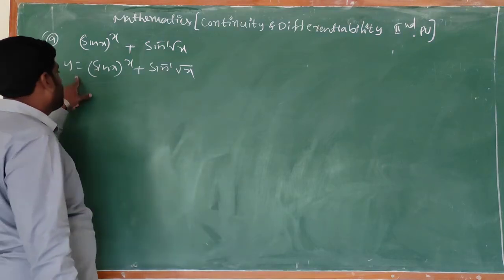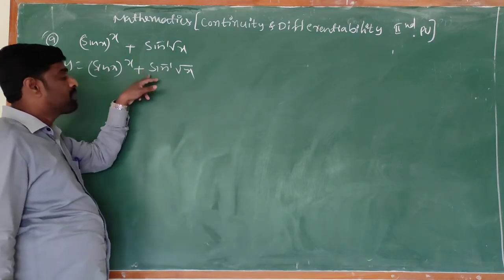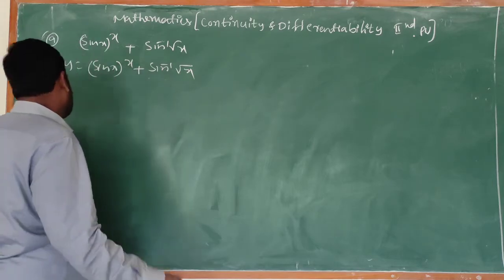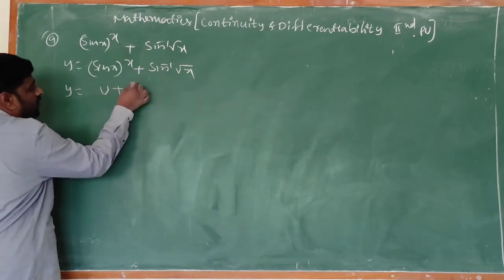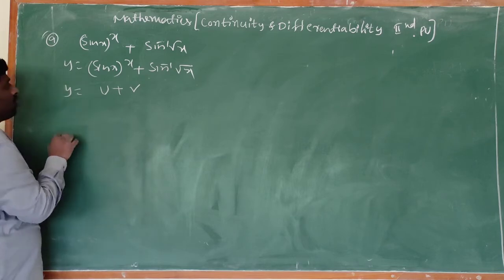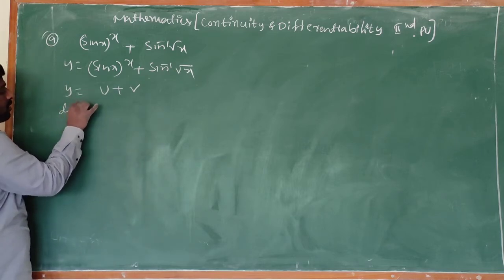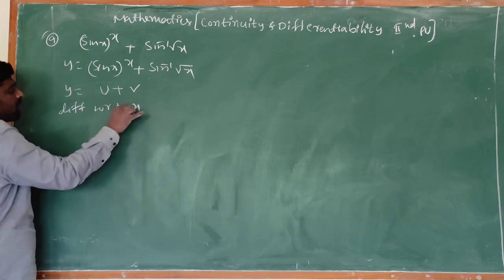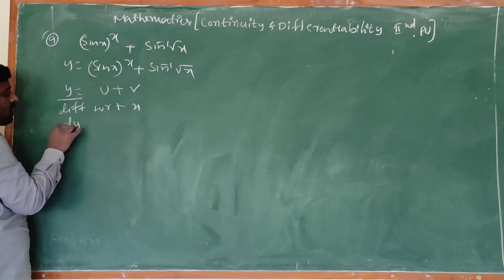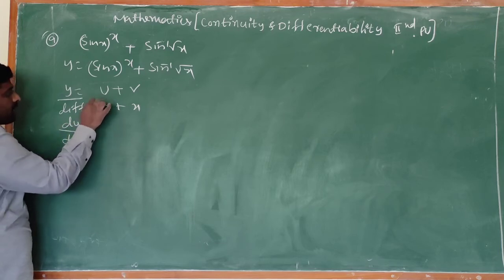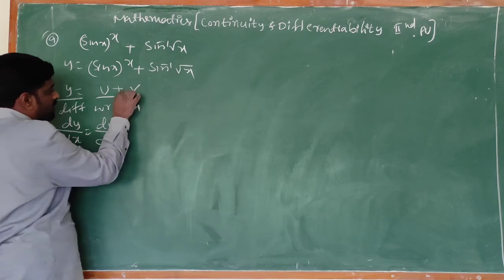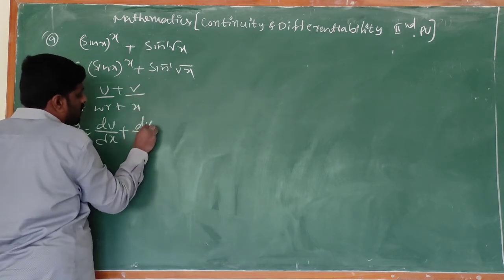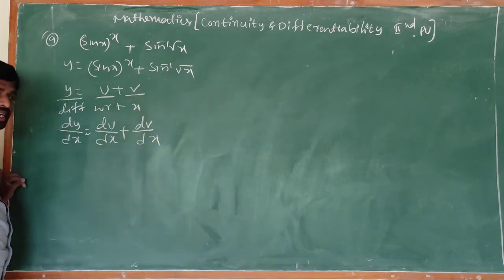So y is equal to (sin x) to the power of x plus sin inverse root x. Now y is equal to u plus v. Okay. Now differentiate with respect to x. Y differentiation is dy by dx, u differentiation is du by dx, v differentiation is dv by dx.